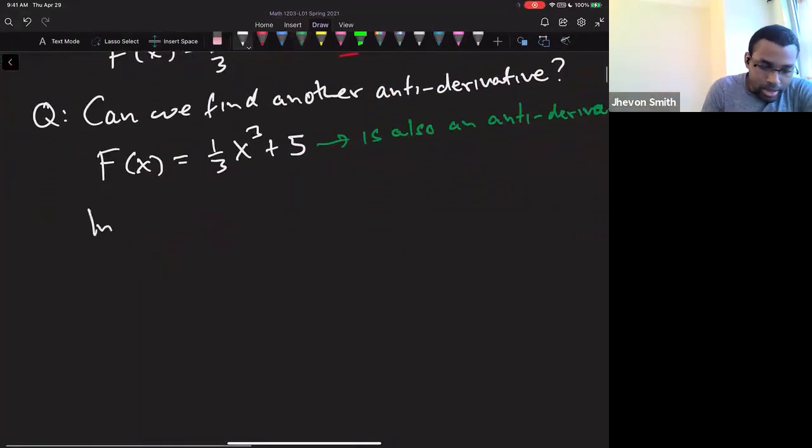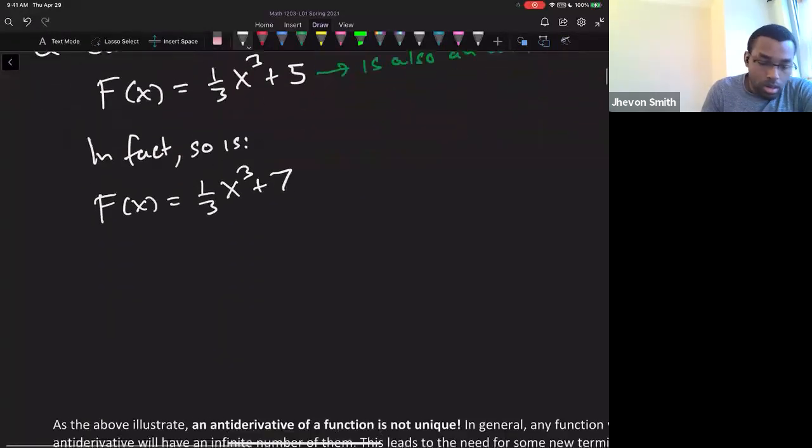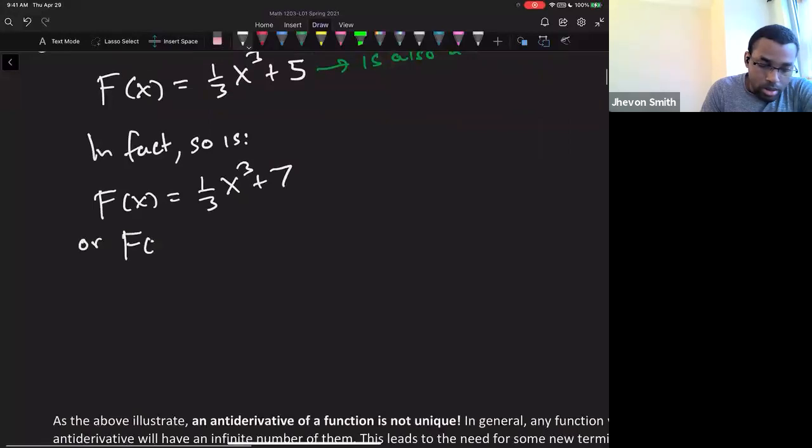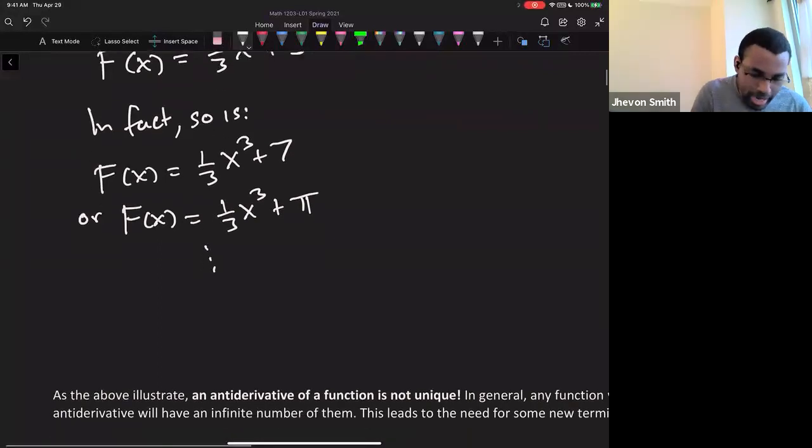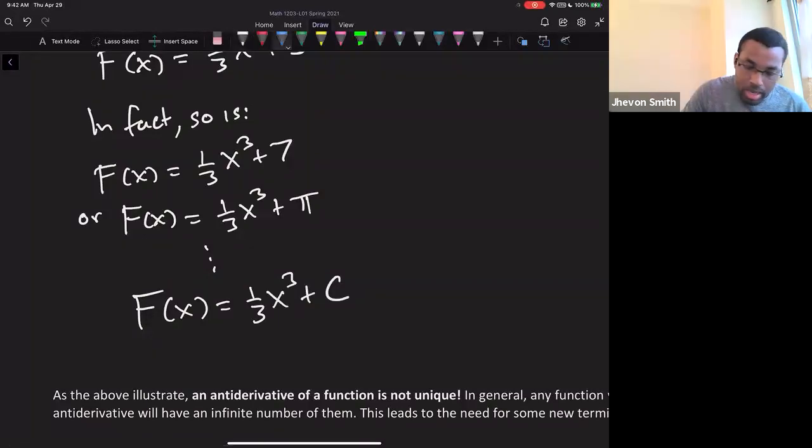So, in fact, so is a third x cubed plus 7, or a third x cubed plus pi, or in fact, you can realize that this can happen with me just adding any constant. So it kind of goes down to a third x cubed plus c, where c is a constant.